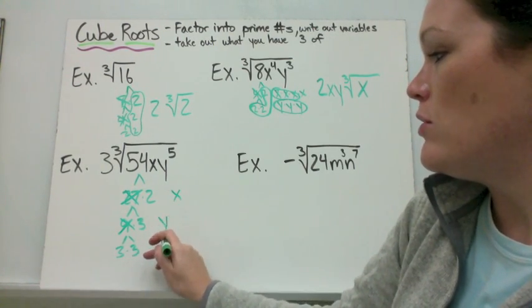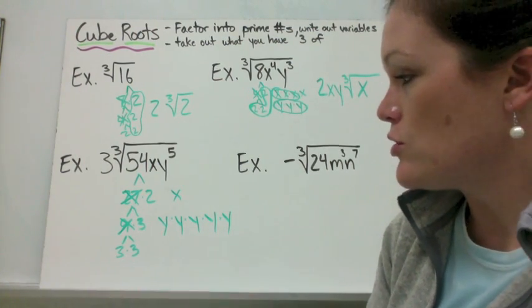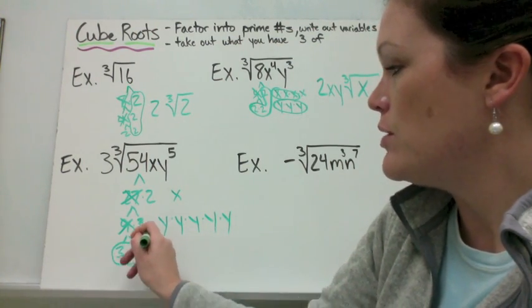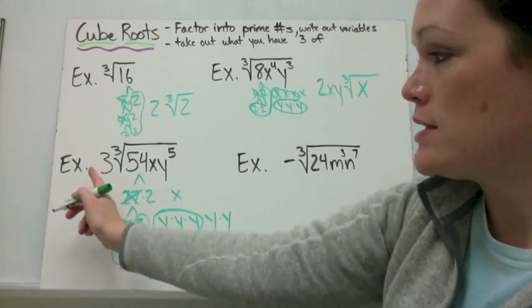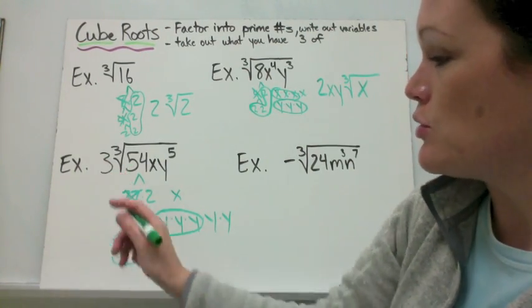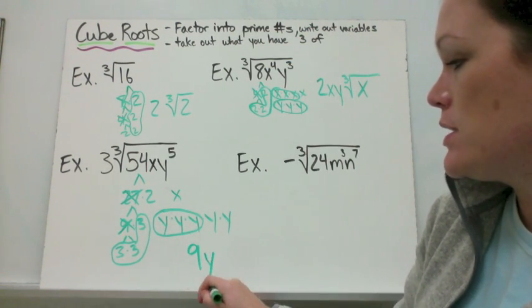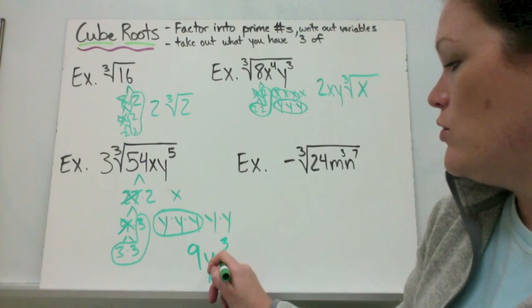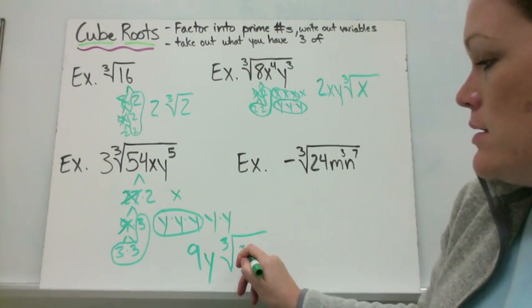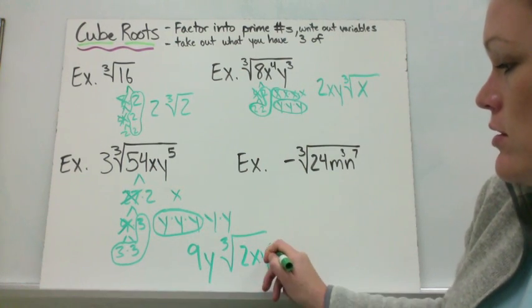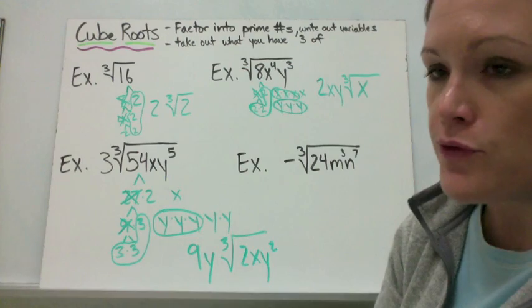So mark out the numbers that you've rewritten. We can write out all of our letters. And we can circle things we have 3 of. So we have 3 3's and 3 y's. But we can't forget the 3 that's out front. So we have 3 times the 3 that's already out front would be 9. We have 1 y we're going to take out. And then we have the cube root of 2x y squared left over. And that'll be the answer for that one. Let's check out example 4.